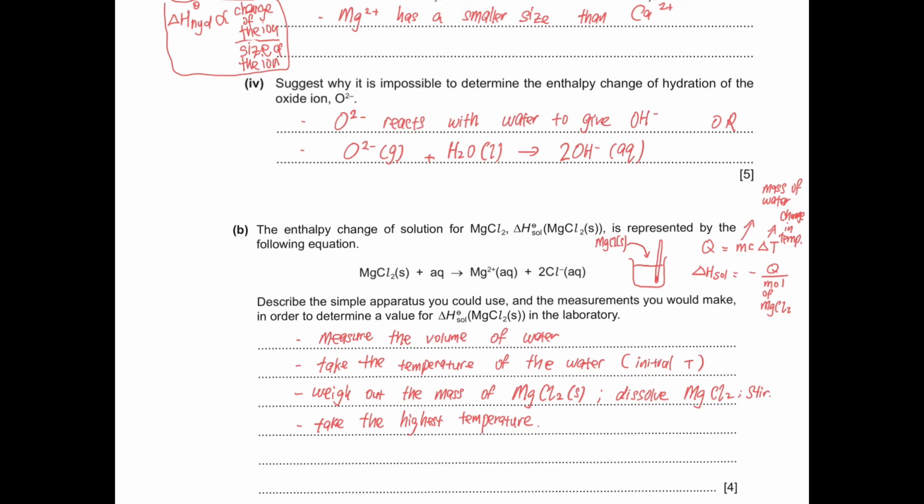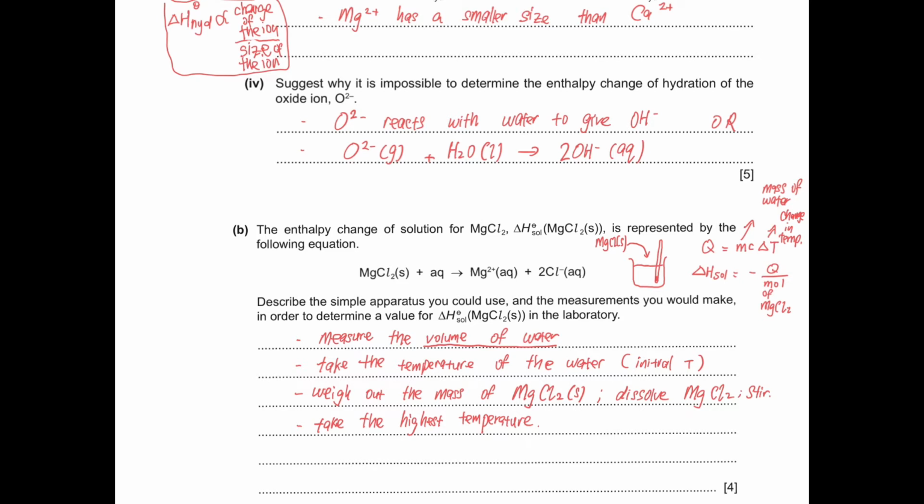So as you can see in the question again, describe the simple apparatus you could use and the measurements you would make in order to determine a value for delta H solution. So we just mentioned what measurements we are taking. We are taking the volume of water. The volume of water can be directly converted to the mass of water. For example, 200 cm cube means 200 gram. So that is the first measurement.